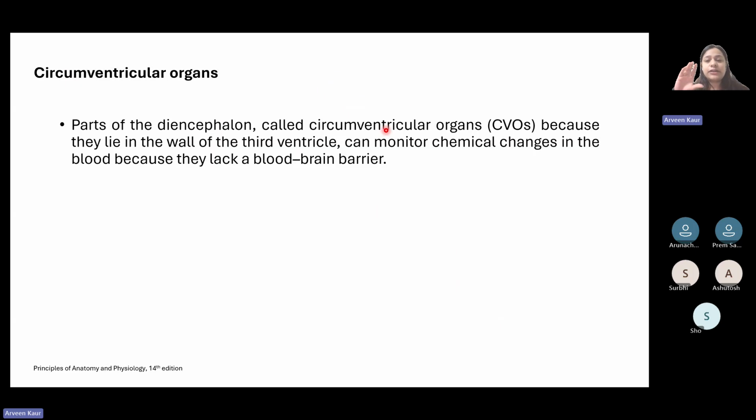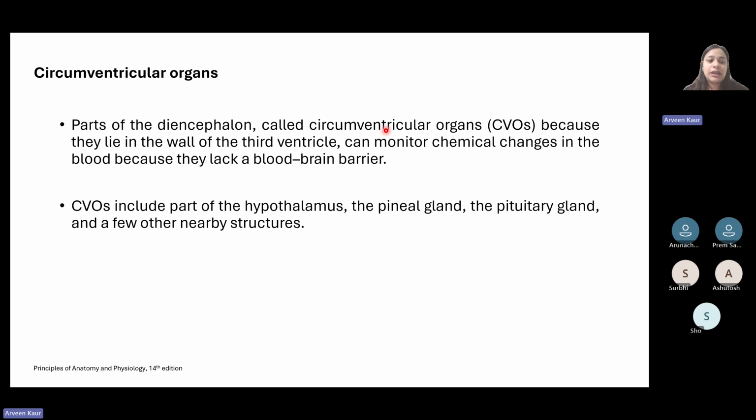That is why this diencephalon in totality is responsible for this homeostasis, because this is monitored by diencephalon organs in general. So CVOs include a part of hypothalamus, which is actually maintaining that homeostasis, the pineal gland, pituitary gland, and few other nearby structures, right? Why also hypothalamus and pituitary gland? Because they are also secreting hormones into blood from here, right?